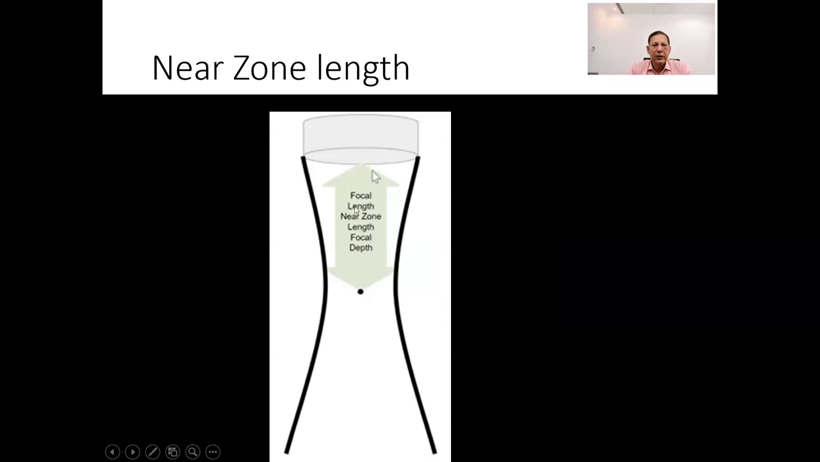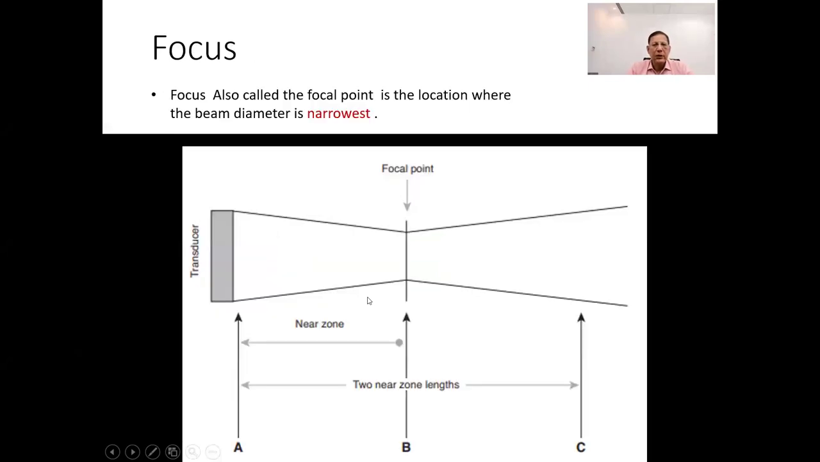Near zone length, also called focal depth or focal length, is the distance from the surface of the transducer to the focus. Near zone length is proportional to the diameter of the crystal squared and to frequency. Focus, also called the focal point, is the location where the beam diameter is narrowest. It marks the end of the near zone.